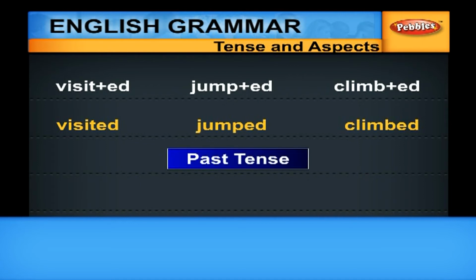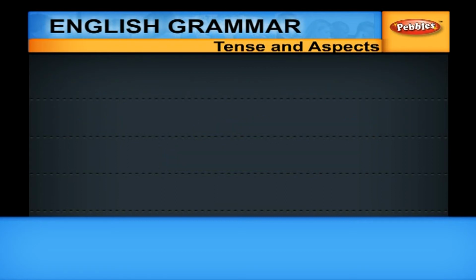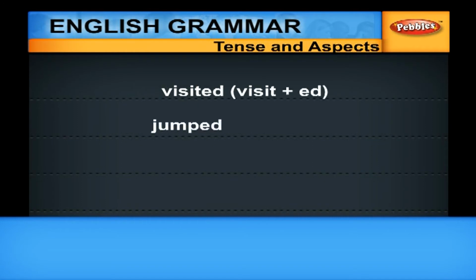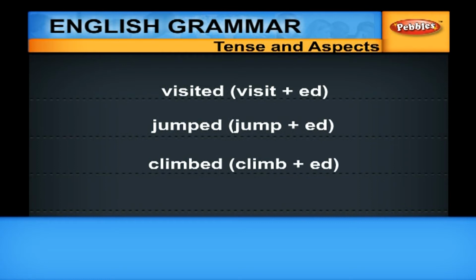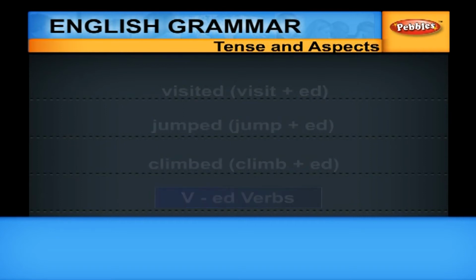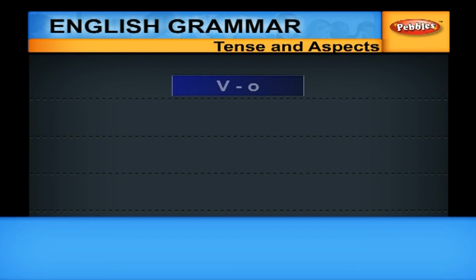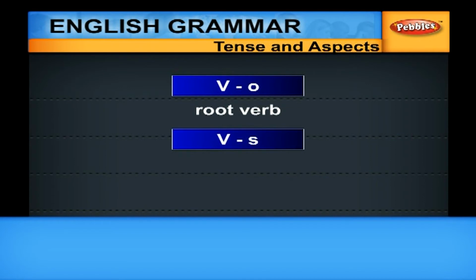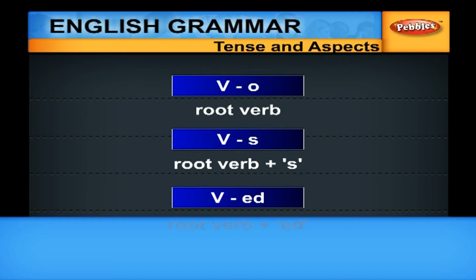Normally, we add ed to form the past tense. Visited, visit plus ed. Jumped, jump plus ed. Climbed, climb plus ed. So, we can call this past tense verb as VED. So we have seen VO, the root verb; VS, the root verb added with s; VED, the root verb added with ed.